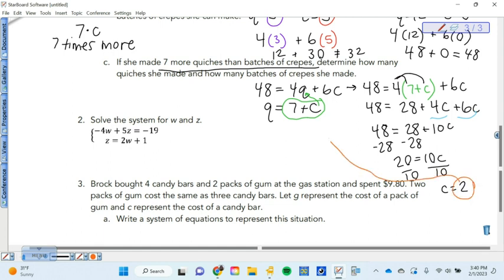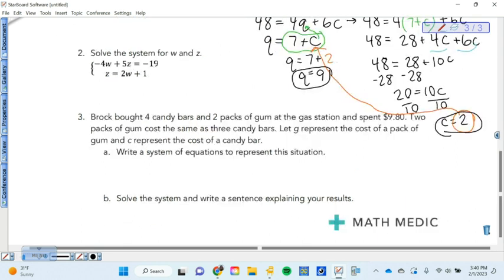Yeah, I gotta plug it right back into this equation to figure out what Q is. So Q is 7 plus C, but C is 2. So Q is 7 plus 2, which gives us, what's 7 plus 2? 9. So there's our answer. C is 2 and Q is 9. Good. All right, number 2. Number 2, what we got over there?